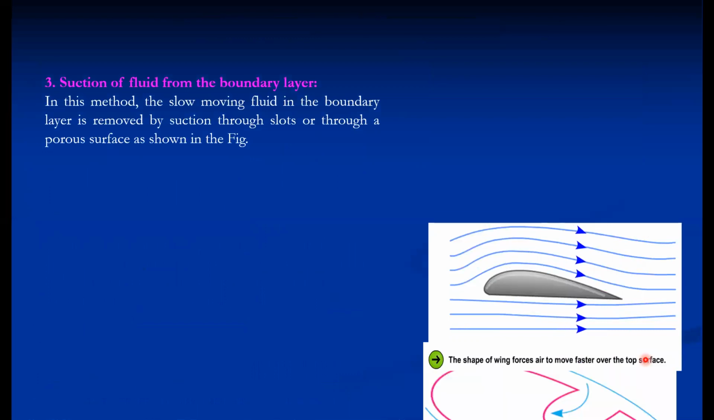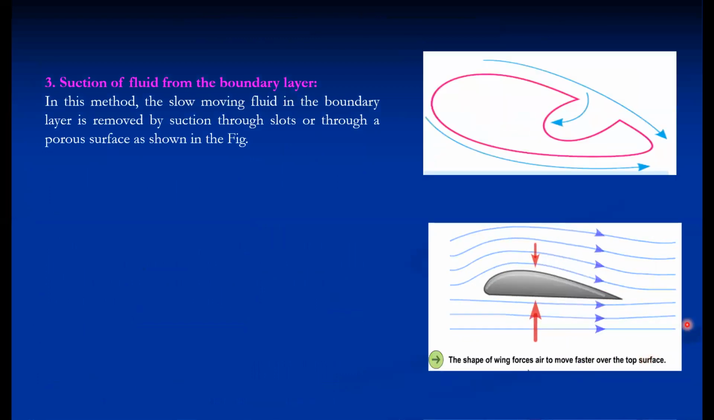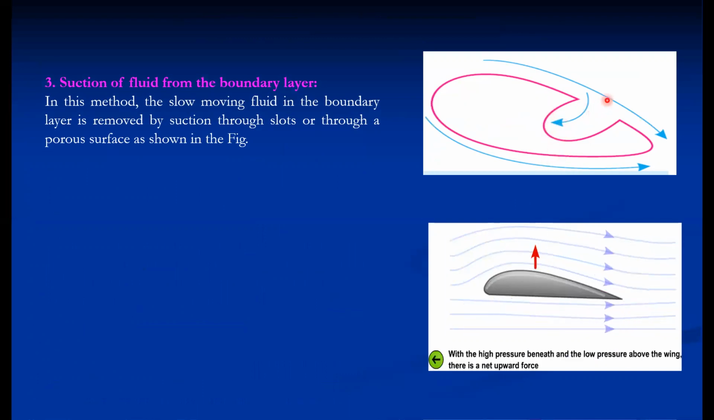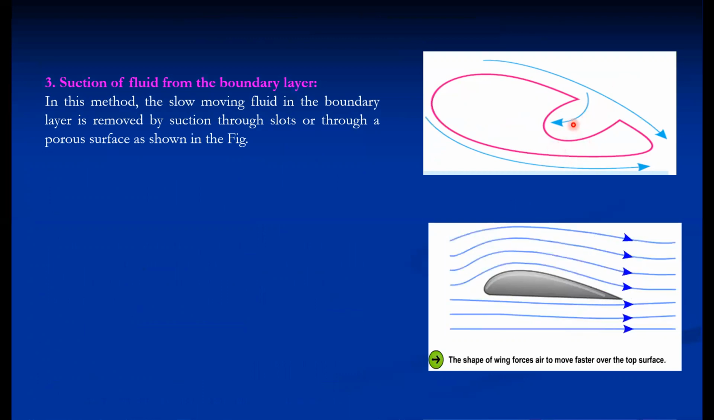Then the suction of the fluid. If we place a vacuum pump or some pump here, so the suction of the fluid keeps this layer attached. In this method, slow moving fluids in the boundary layer are removed by suction through slots or through a porous surface, as shown in the figure.